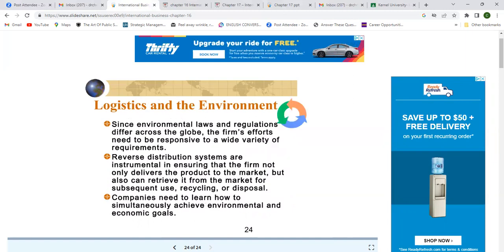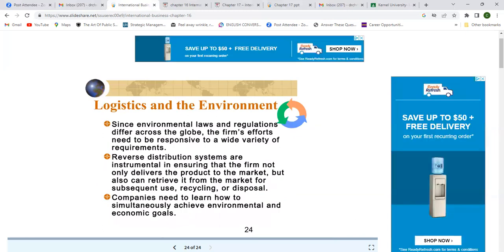Since environmental laws and regulations differ across the globe, a firm's effort needs to be responsive to a wide variety of requirements. Reverse distribution is instrumental in ensuring the firm not only delivers the product to the market, but also retrieves it from the market for subsequent use, recycling, or disposal. Companies need to learn to simultaneously achieve environmental and economic goals.